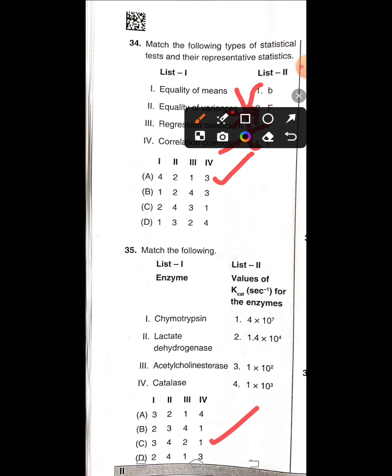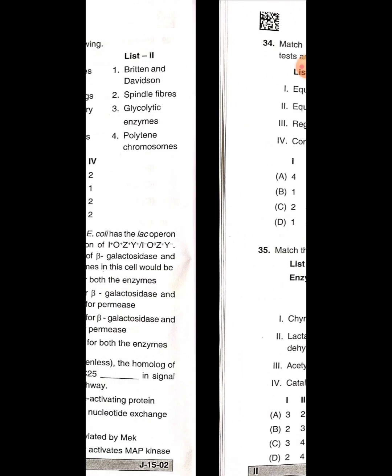That means chymotrypsin has a K-cat value of 1 into 10 to the power 2. Lactate dehydrogenase has a K-cat value of 1 into 10 to the power 3. Acetylcholinesterase has a K-cat value of 1.4 into 10 to the power 4. Catalase has a K-cat value of 4 into 10 to the power 7, which is the correct answer. Let's see the next question.